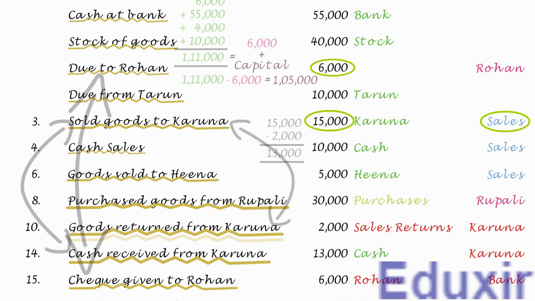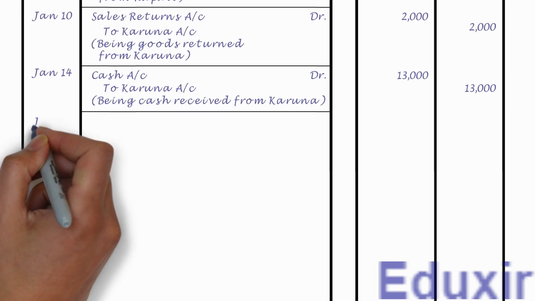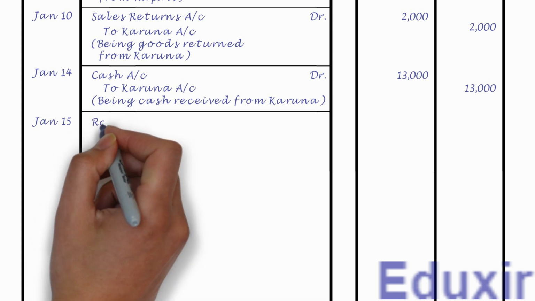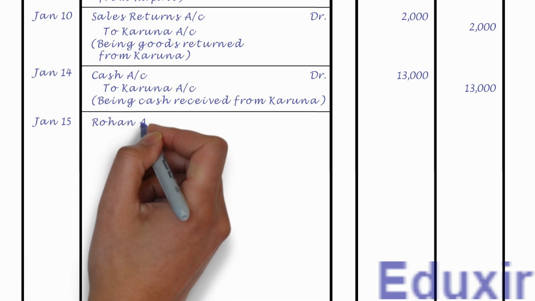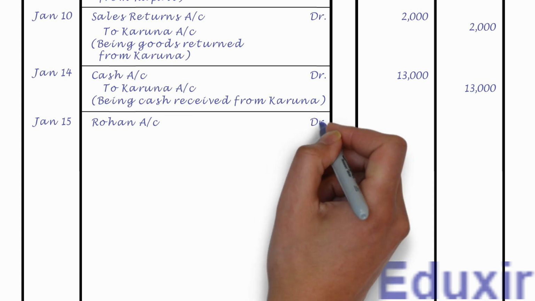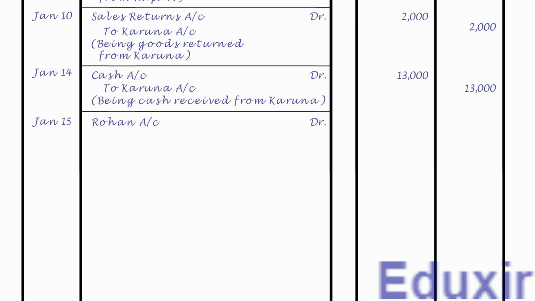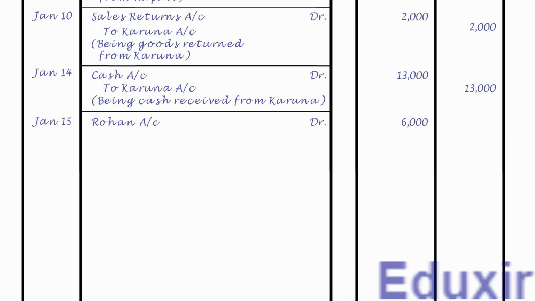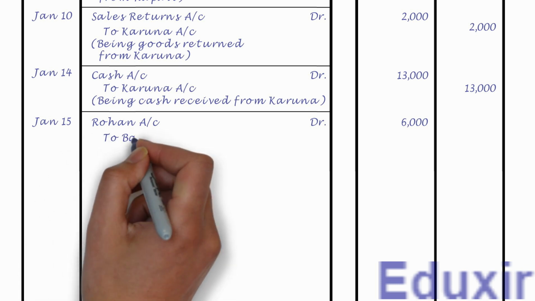With this analysis, let us proceed with the journalizing of this transaction. Let us first record the date. Let us now record Rohan account as the debit entry. Let us also record the text DR to indicate that this is a debit entry. Let us also record the debit amount of 6,000 rupees in the debit amount column. Leaving a margin, let us now record the bank account as the credit entry.